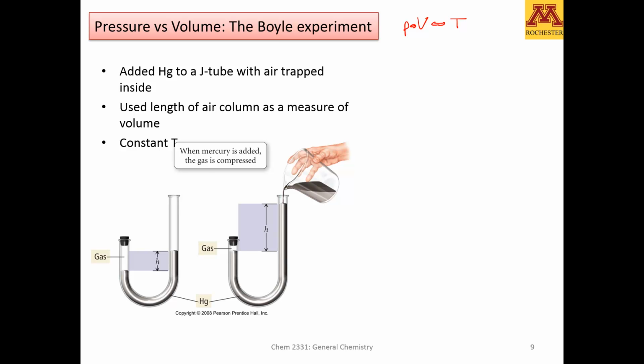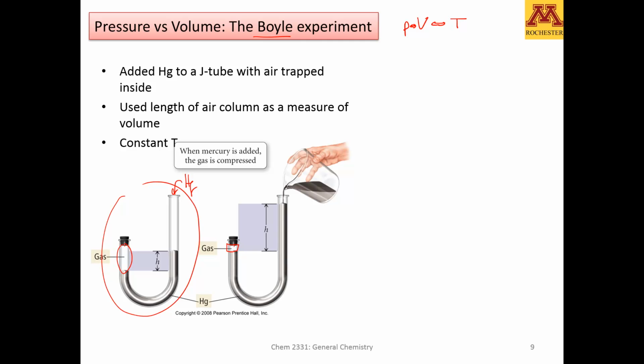So the first experiment that we will talk about is the one that Robert Boyle did about 300 years ago. He used a J tube. There was a gas in here, and he kept adding quantities of mercury. He was measuring the volume as it was being reduced.